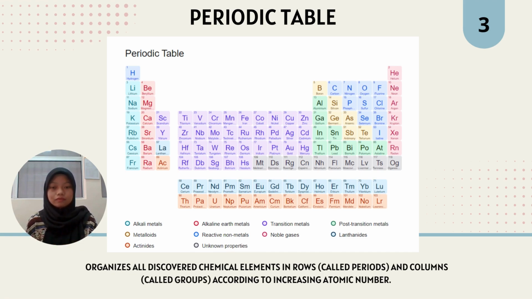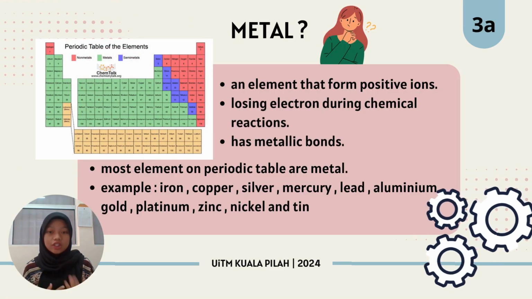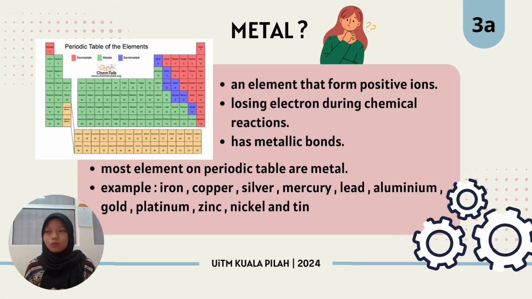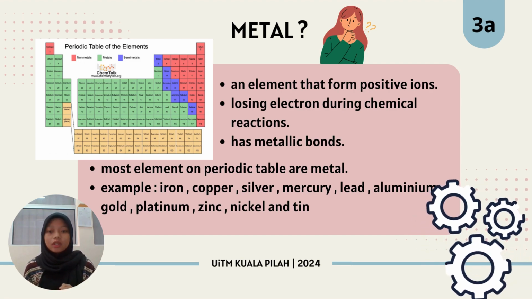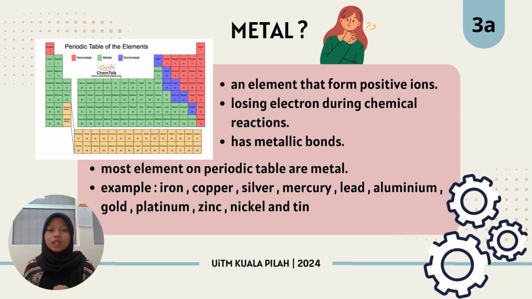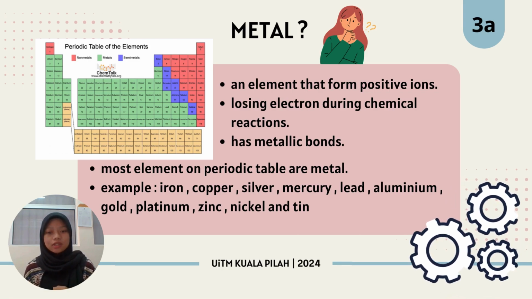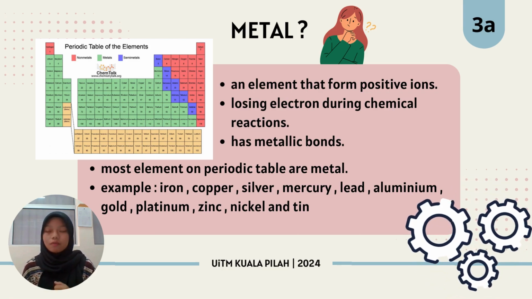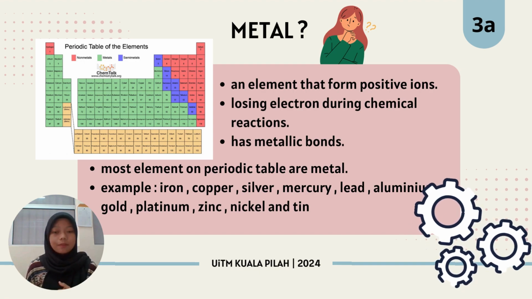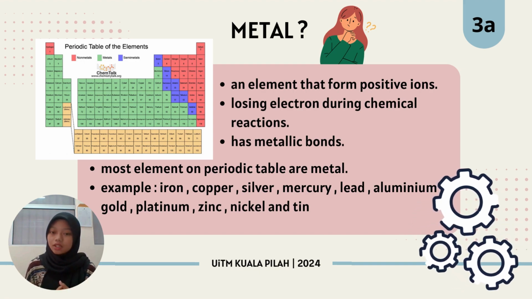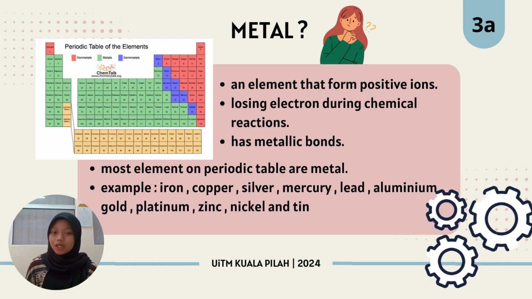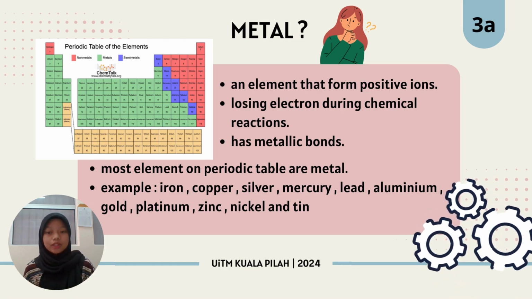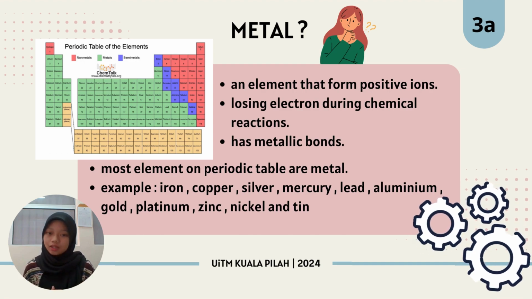So, did you know what a metal is? A metal is an element that can form positive ions. Apart from that, a metal loses electrons during chemical reactions and has metallic bonds. Most elements on the periodic table are metals. For example, iron, copper, silver, mercury, lead, aluminium, gold, platinum, zinc, nickel, and tin.